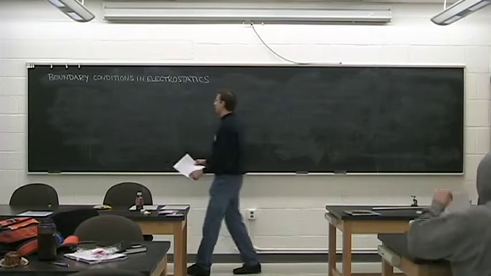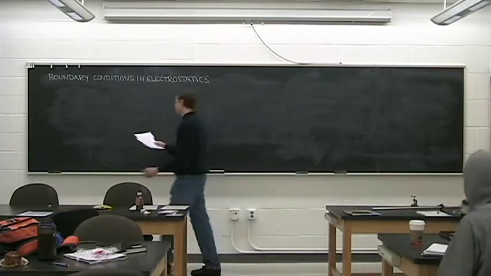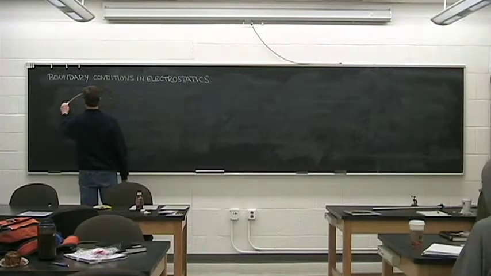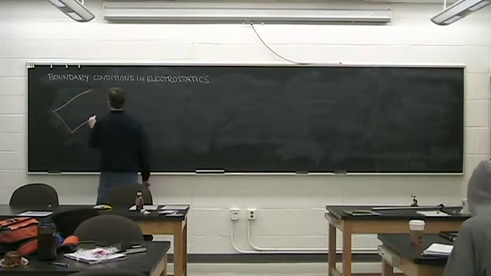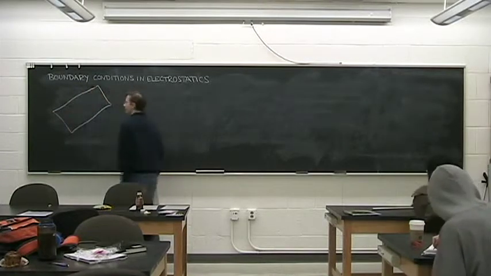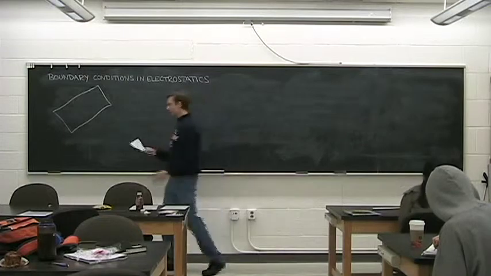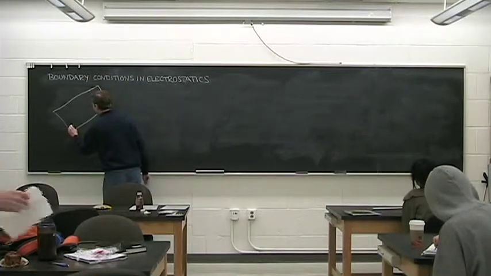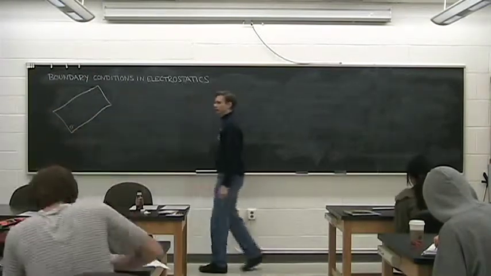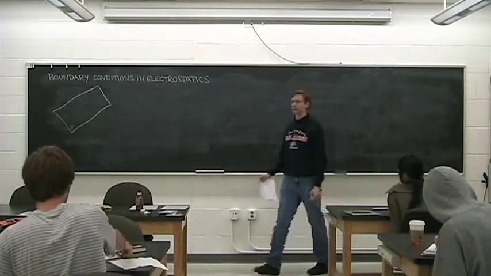Alrighty. Boundary conditions in electrostatics. In particular, a boundary will be some surface that we're interested in, and that surface will have some local charge density sigma. It certainly doesn't have to be constant, does sigma.